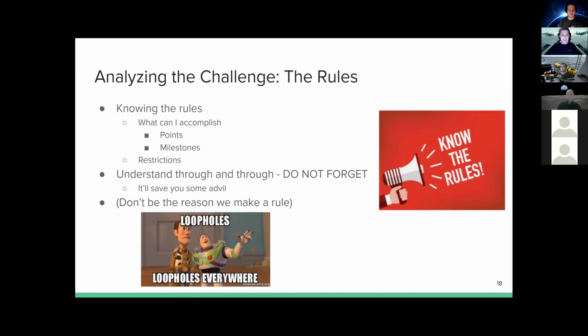As Scott has said, don't be the reason we make a rule. Loopholes do exist in this. We're going to emphasize that they do. Scott has already talked enough about this that I don't need to go into it. But don't be the reason we make a rule. I'm sure you've heard that before.